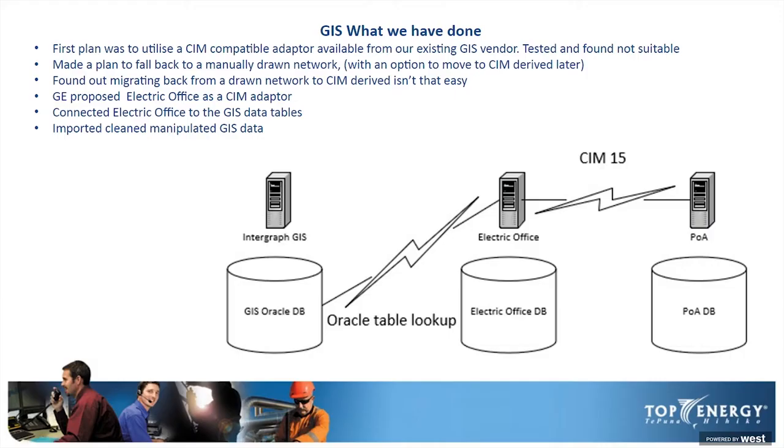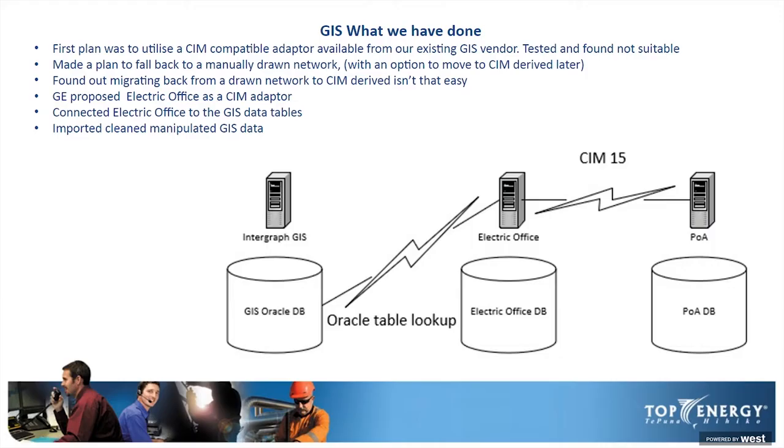I'll just have a manually drawn network and I'll migrate to SIM at a later stage. I think a lot of the customers out there have found that migrating from a manually drawn network to SIM is quite a difficult thing, and it would be an impairment on my project budget in the order of $300,000 or $400,000, I suspect, in the end, so that wasn't really viable. At that stage we were still having conversations with GE, and they came back proposing to use Electric Office as an adapter, as a middleware type of arrangement. So we've pushed ahead with that.